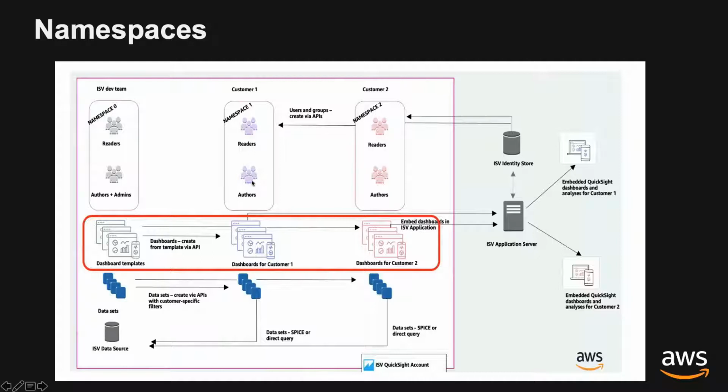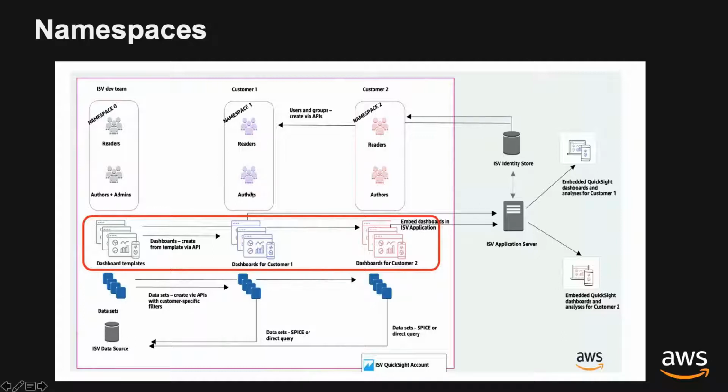So this way, if an author in namespace one creates an analysis or a dashboard, and if they're trying to share it with all of the users, they'll only see the users who are part of namespace one. Even if they select share with all, the dashboard or analysis will only be shared with all of the users who are part of namespace one.